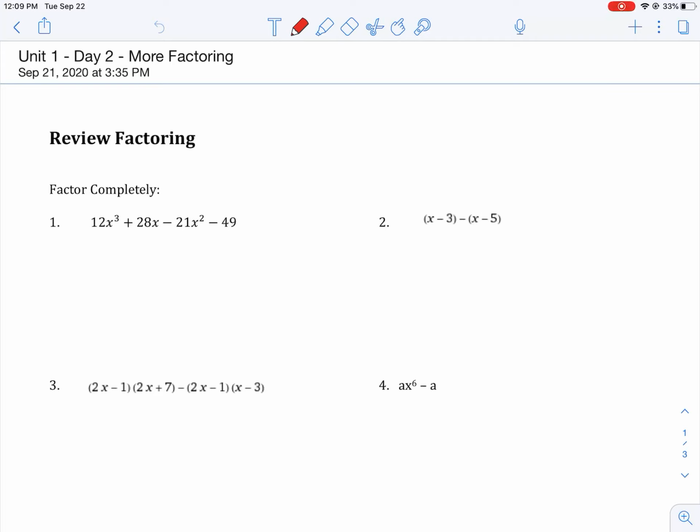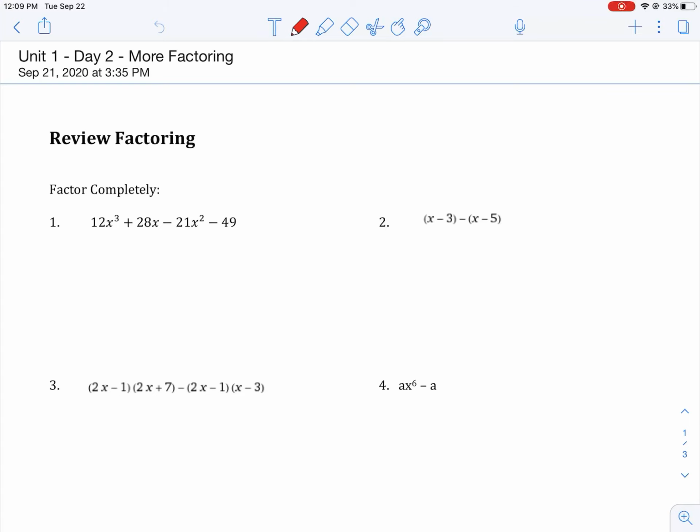So, what we're going to do today is just go through some much more difficult problems that involve some factoring, and hopefully by the end of this lesson, you guys will have a pretty good grasp on what is required of you when it comes to factoring these polynomials.